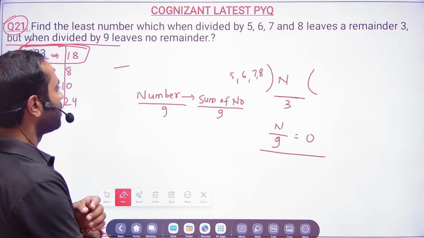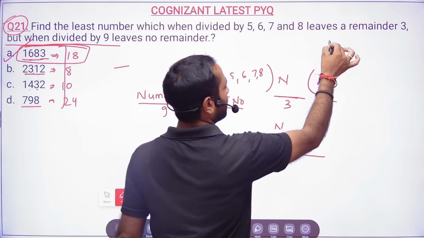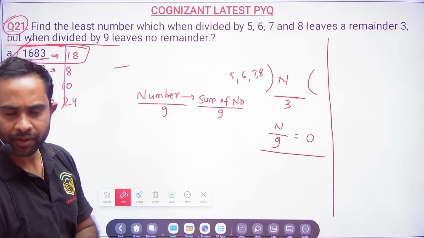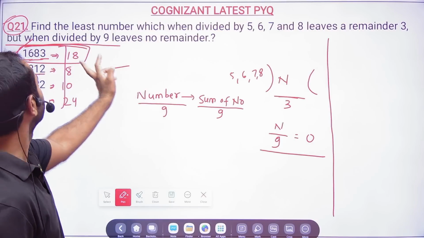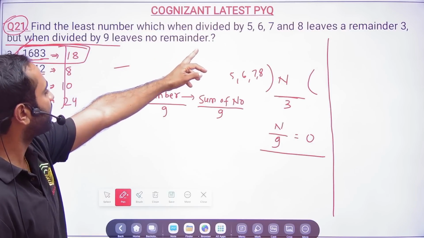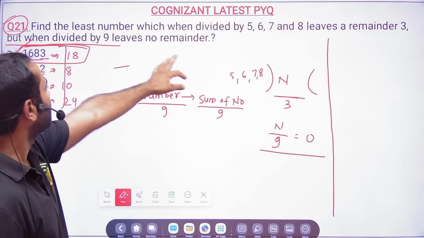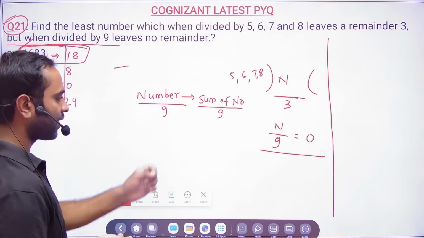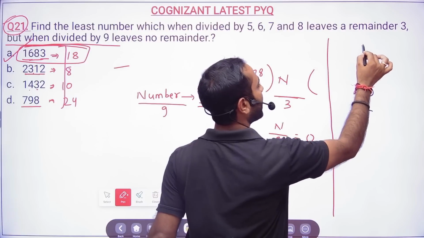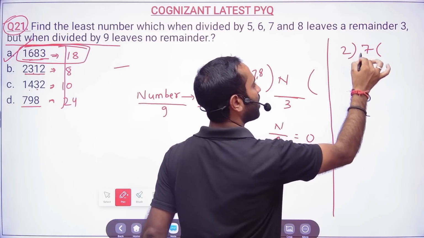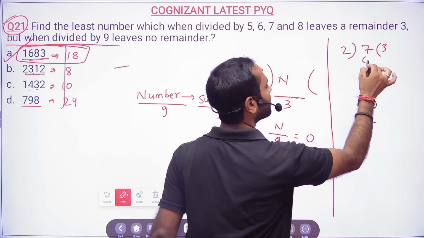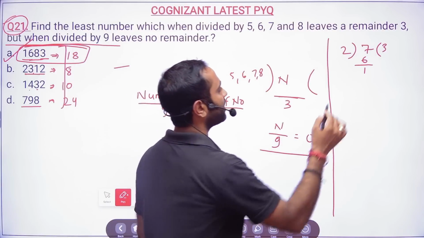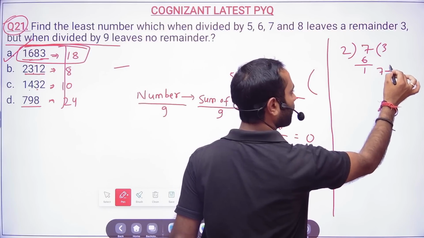Anyway, this is one way we could have done it, and already we have got the answer. Now suppose this line had not been given, how would we have solved it? Find the least number which when divided by 5, 6, 7 and 8 leaves a remainder of 3, but when divided by 9 leaves no remainder. So friends, if you divide 7 by 2, what will be the remainder? 2 3s are 6 and 1 will be the remainder. If you don't want any remainder, then just subtract 1 from 7, right?